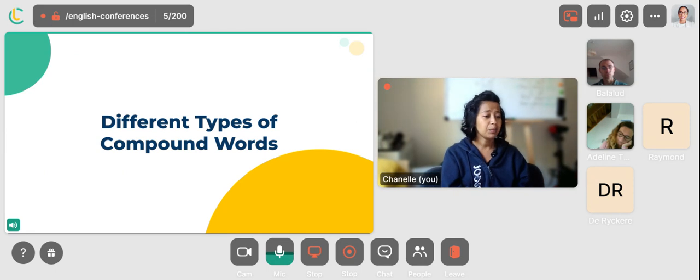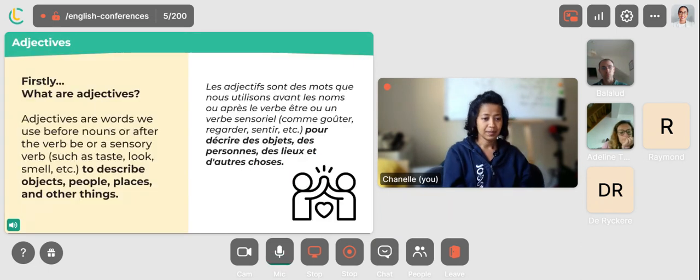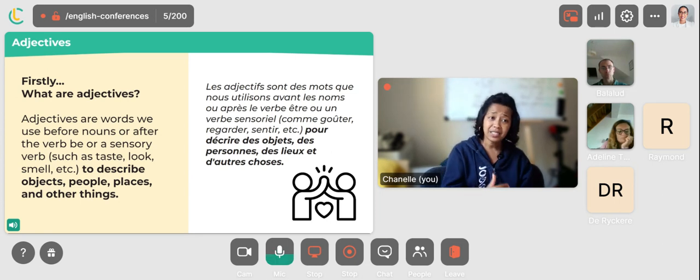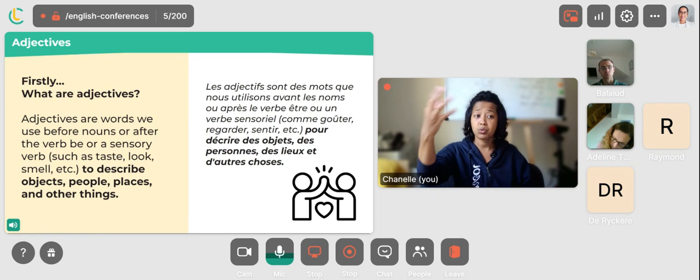So now let's explore different types of compound words in English, and I will try to explain them the best I can. So firstly, what are adjectives? Adjectives are words we use before the nouns or after the verb be or a sensory verb, such as taste, look and smell. Donc, ça veut dire que en français, on dit vous avez le R2 pour décrire une sensation.